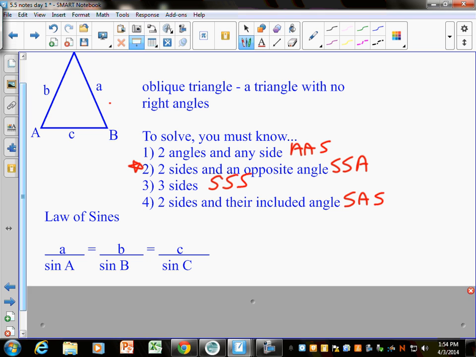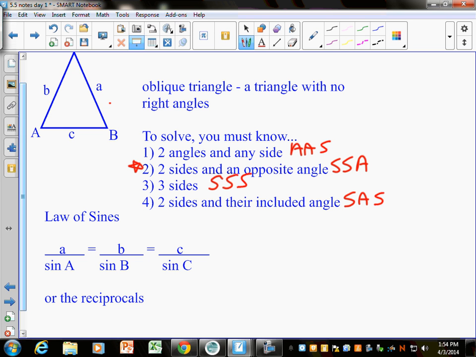And we like to say, or the reciprocals, because this is just a proportion. If you pick two of these, depending on what you're solving for, you might want to flip it over. So that's the same as saying sine A over a equals sine B over b, which equals sine C over c. And we'll talk about in a minute why we would want to flip it over, depending on what we're solving for. I'm not making you memorize this. I don't think it's hard to memorize, but it's on my sheet that I give you, so you just have to know how to use it.